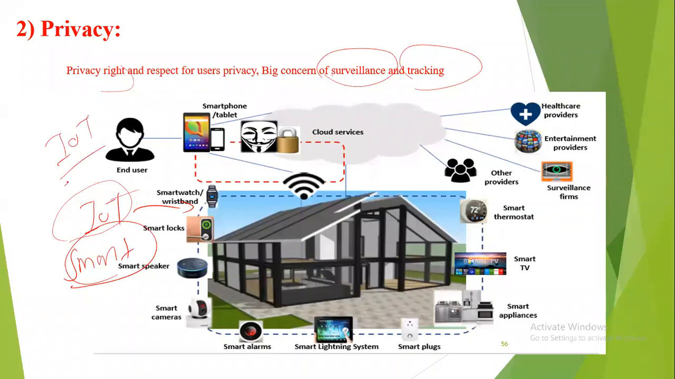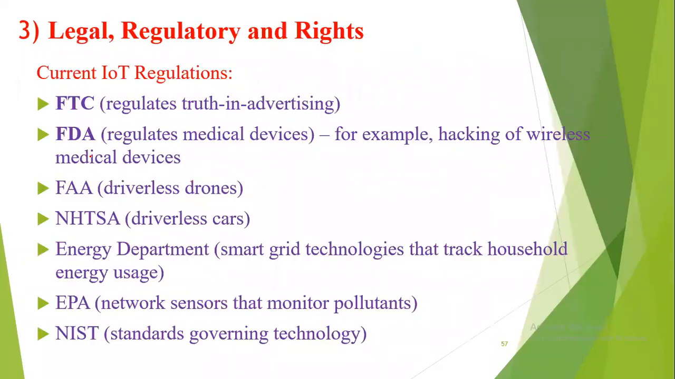If you use poor IoT devices, it will be a big headache for you. There are also some legal and regulatory issues, because until now the regulations are not clear, and that is why cyber criminals easily escape. But there are some current regulations, like the FTC, FAA, FDA, NTSB, EPA, and NIST. All of these monitor different sectors.